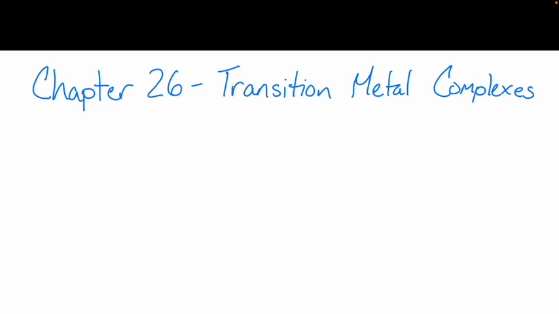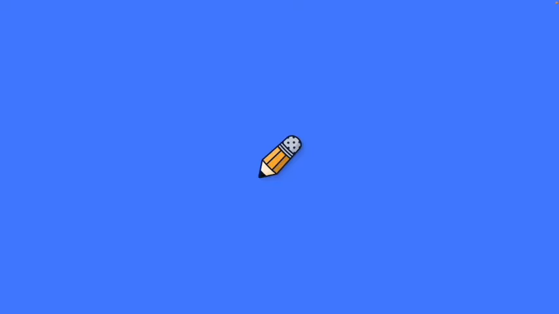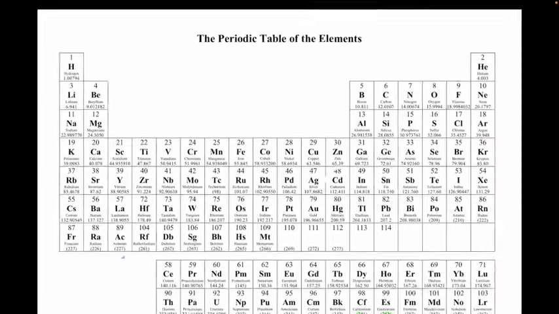Okay? So before we can dive in and talk about what the heck a complex is, we got to take a step back and talk about our transition metals, and in particular, the electronic structure of our transition metals, what we call the electron configurations. Okay? So, let me make some room here.